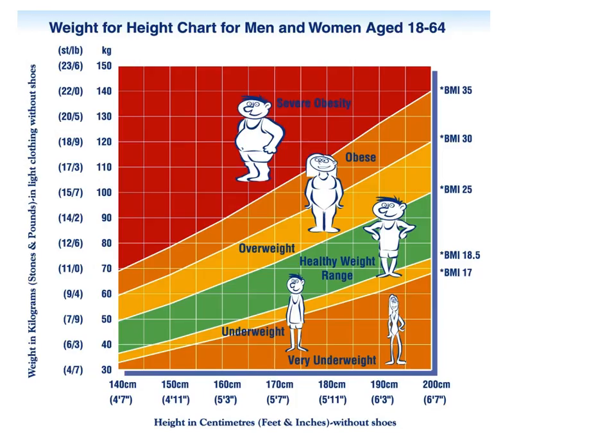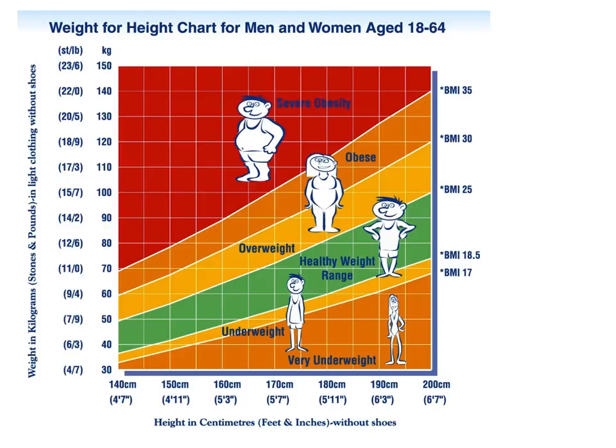This weight for height chart shows weight in kilograms increasing up the left-hand vertical axis from 30 to 150 kilograms. You should be able to locate your weight in between this range. On the bottom horizontal axis, increasing from left to right, is height in centimetres. So somewhere between 140 centimetres and 200 centimetres should locate most people's height. By searching first of all for your weight in kilograms on the left and scrolling over to your height in centimetres on the bottom, you should be able to work out what your BMI is.